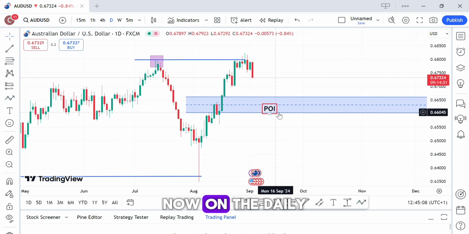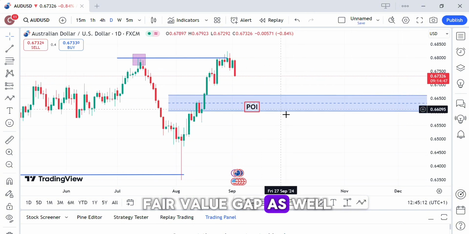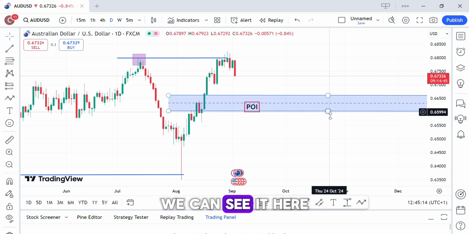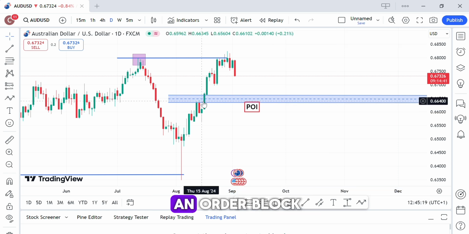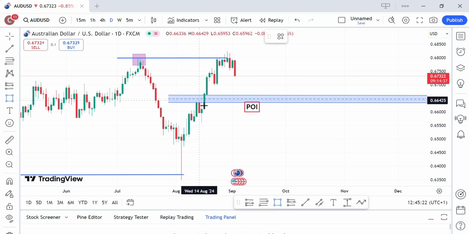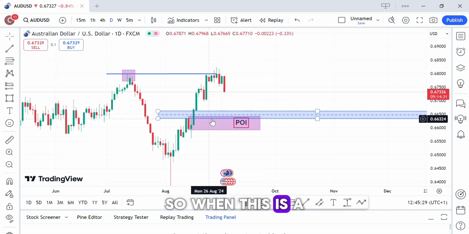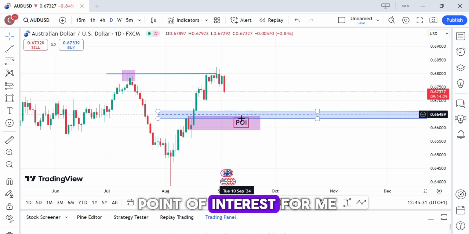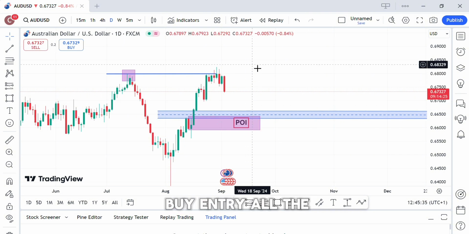On the daily time frame as well, we can see a fair value gap on this point of interest. We can see it here, mitigated very well, and also an order block. I can see an order block here, at that point of interest. So this is a strong point of interest for me. When price comes down to this point, I'll be looking for buy entries all the way up.